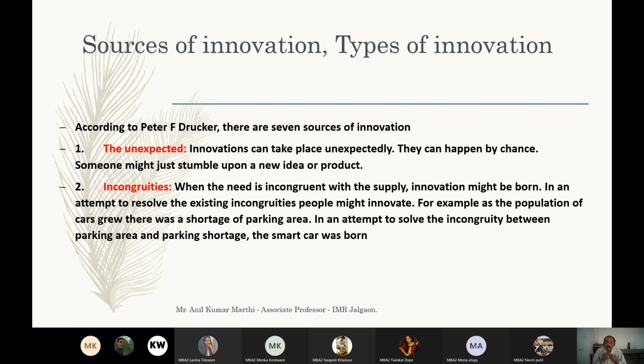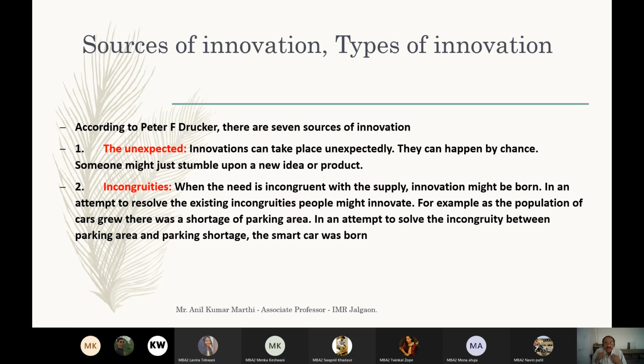But as the number of cars increased, people's capacity has increased to purchase a vehicle. What happens? The parking areas became very, very tight. Now the concept is small hatchback cars or medium cars with hatchback type, so that it can be parked easily. What is it? Incongruity. Between what? It is incongruent with the supply. So this is how another type of innovation can also be expected.